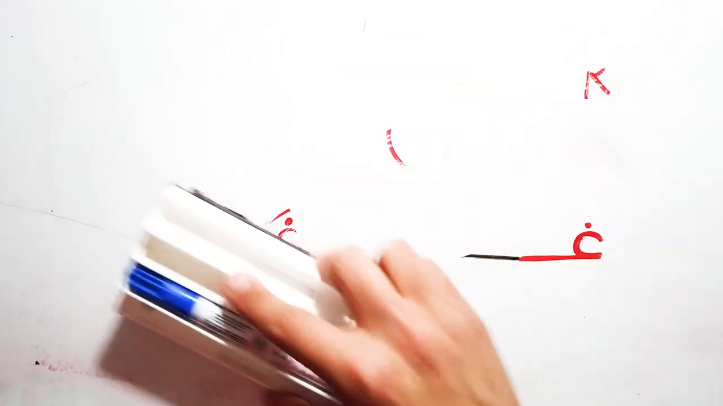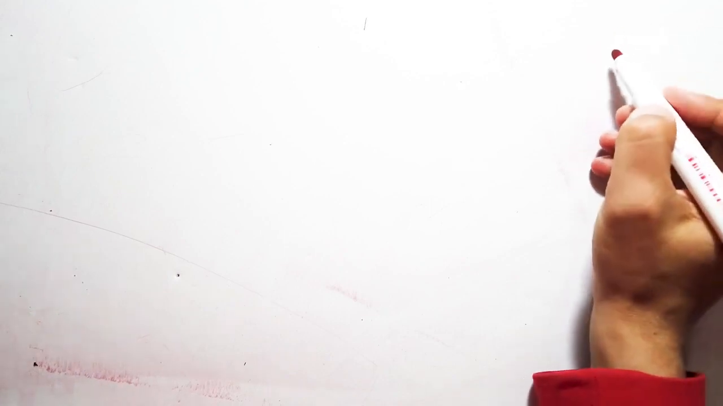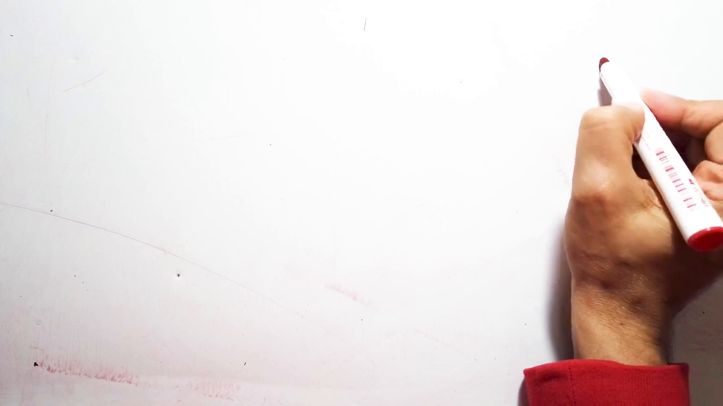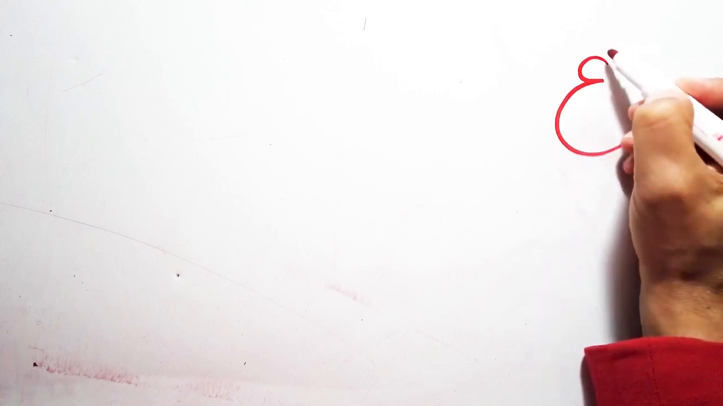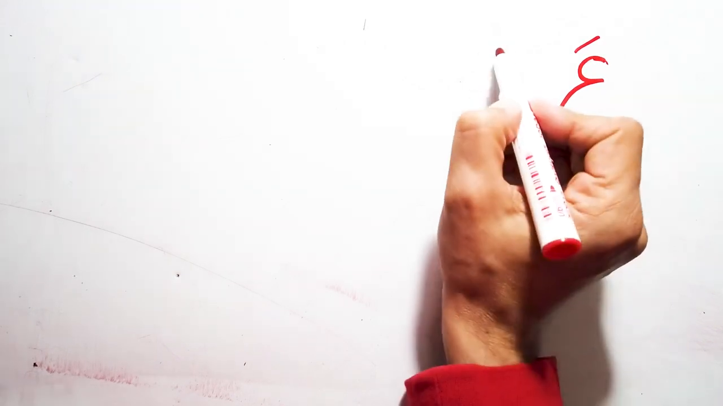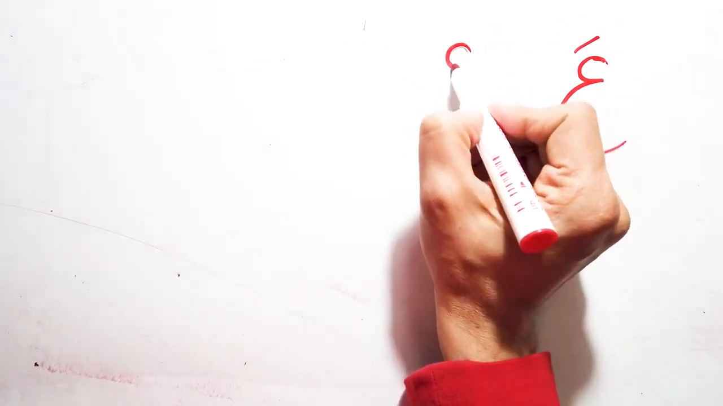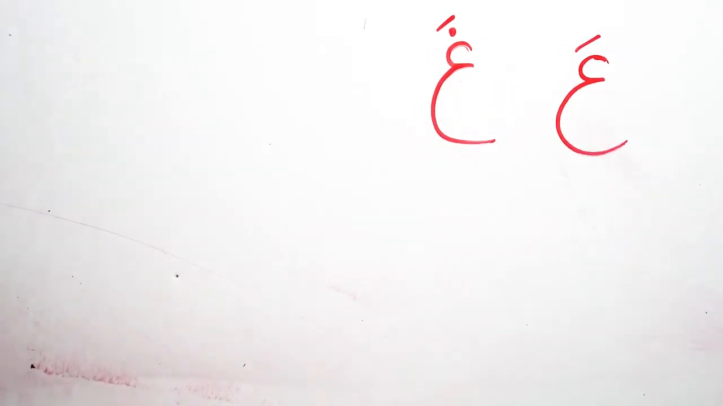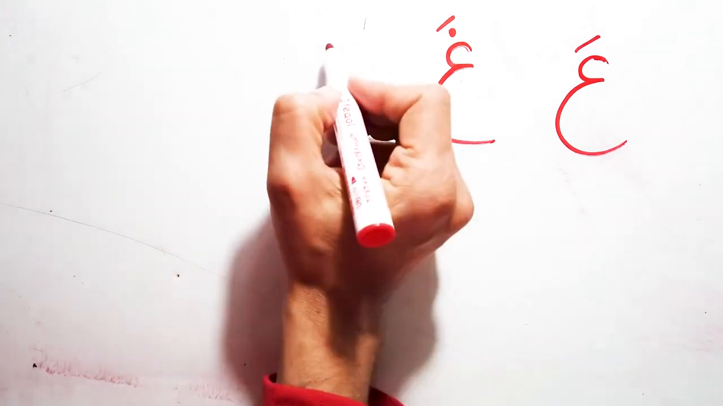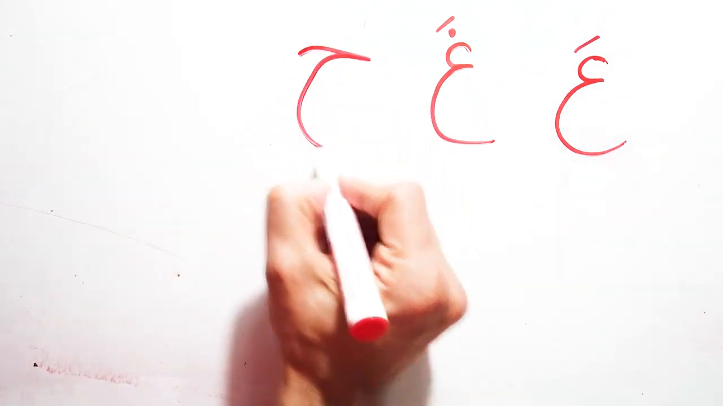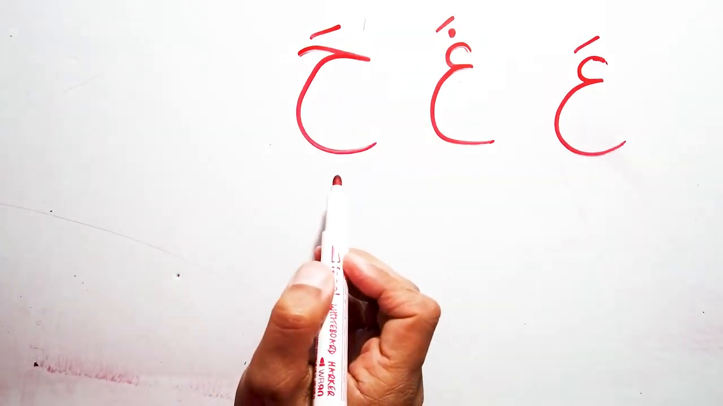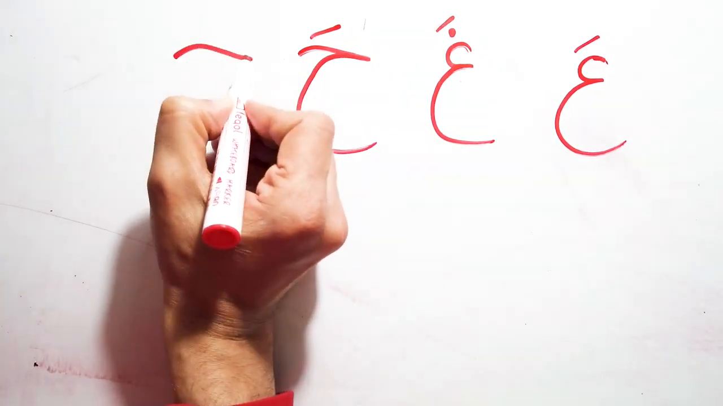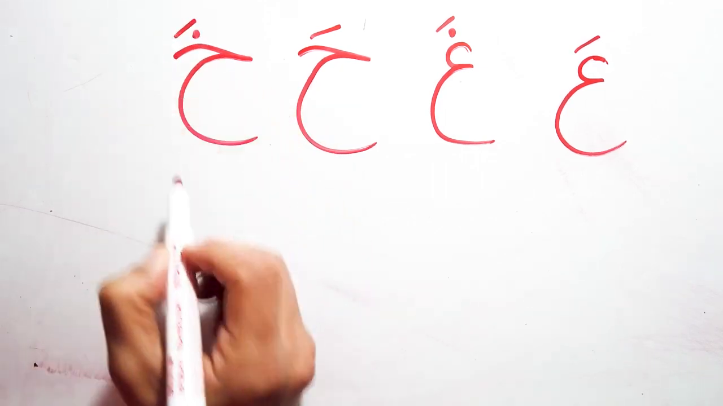Okay, let's review today all the letters that we studied. So the first one is A. The second one is Ra. And then we have Ha. And we have Kha.